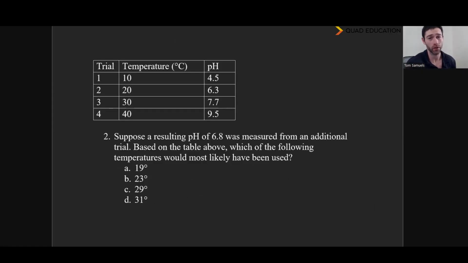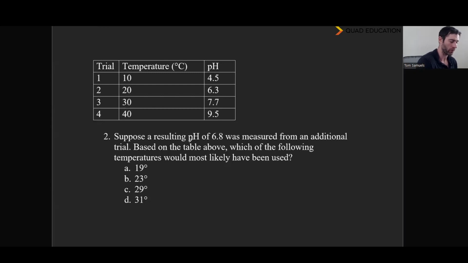Okay, next one, see what you can do. All right, let's take a look. So they say, suppose a resulting pH of 6.8 was measured from an additional trial. Based on the table above, which of the following temperatures would most likely have been used? So a little backwards here, and also I didn't give you the between, middle, and whatnots, and I think in some of the newer ACTs they've started doing that, so something you may see.